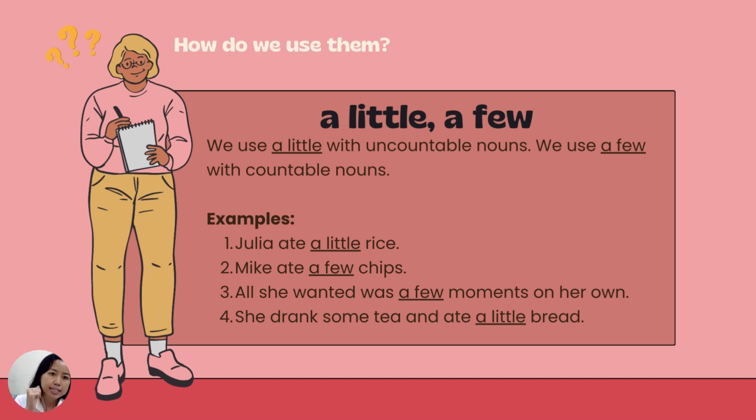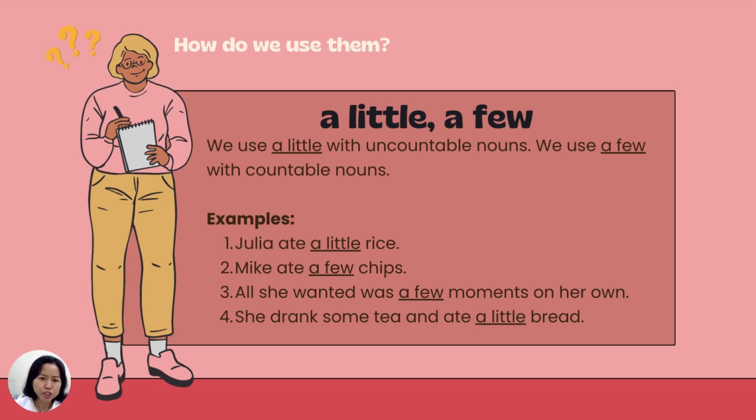Okay, let's check. Here we have four examples. Number one, Julia ate a little rice. We have rice. Is this noun countable or uncountable? Look at the explanation above. Yes, because we use a little, the rice is an uncountable noun. What about Mike ate a few chips? Are chips countable or uncountable? Perfect. Countable because we use a few.